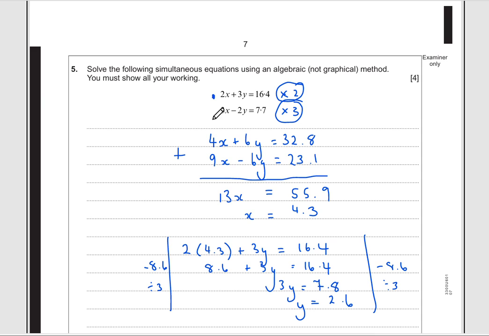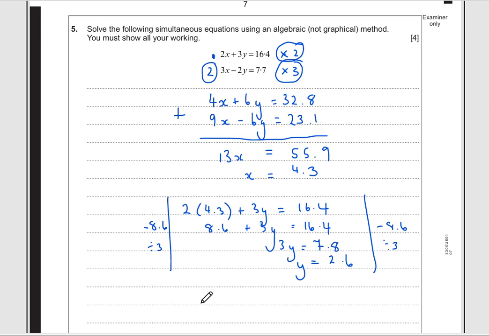2.6. So it's good practice just to substitute it into the other equation, see if the solutions work. So let's do that. So 3 times 4.3 minus 2 times 2.6. Let's check that. And that gives us 7.7. So we can be confident our answers are correct.